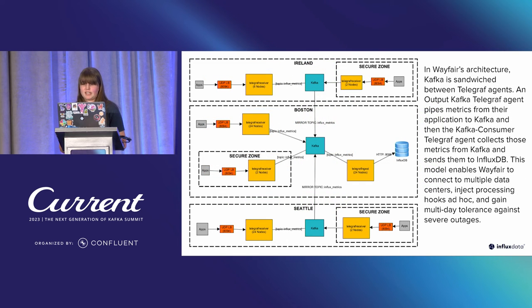In Wayfair's architecture, Kafka is actually sandwiched, as we just kind of saw in the other projects, between the Telegraf agents. There's an output Kafka Telegraf agent that pipes metrics from the application to Kafka, and then a Kafka Consumer Telegraf agent that collects those metrics from Kafka and sends them to InfluxDB.